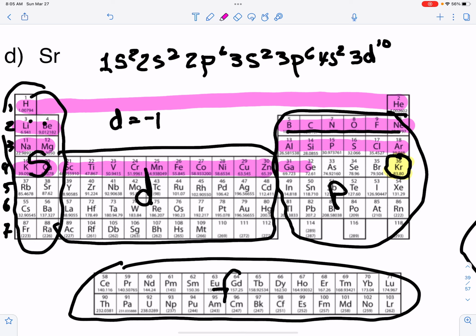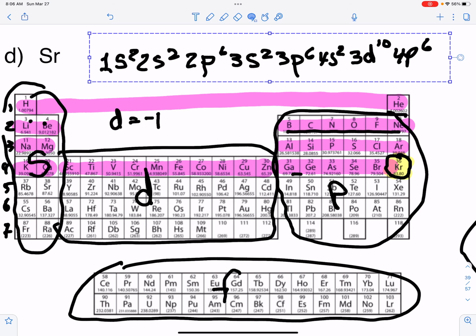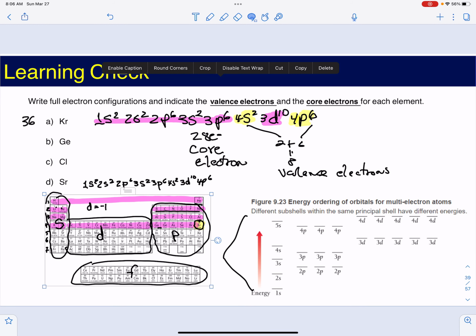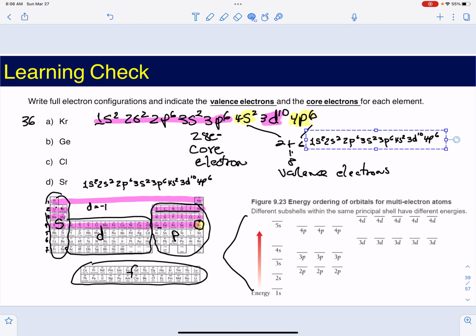Then I go to the P, where I go back to the 4, and all the way to number 6. So by following the periodic table and remembering the D run always one behind, we should come out with exactly the same electron configuration that we had before. So let's see: 1s2, 2s2, 2p6, 3s2, 3p6, 4s2, 3d.